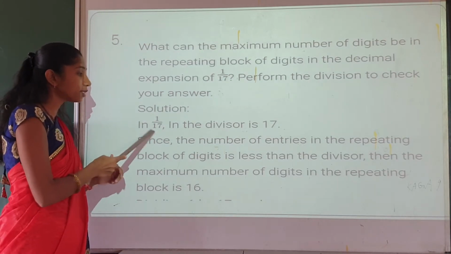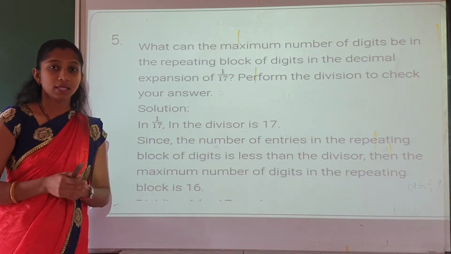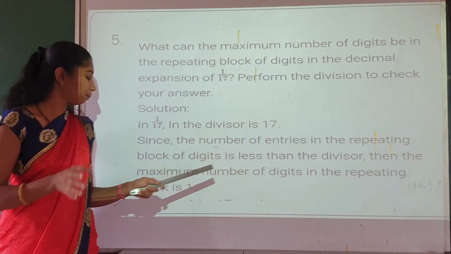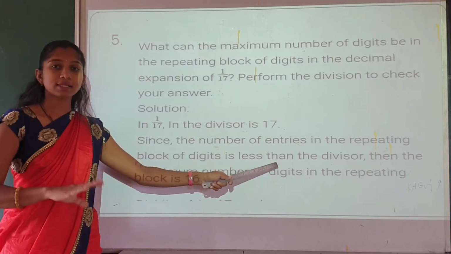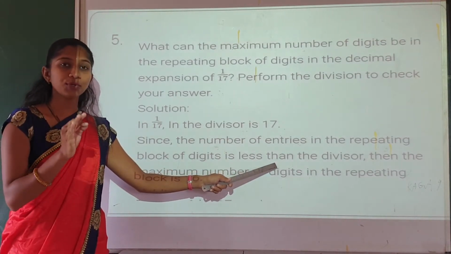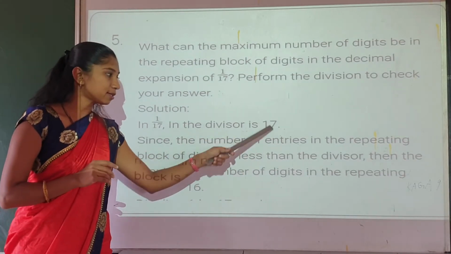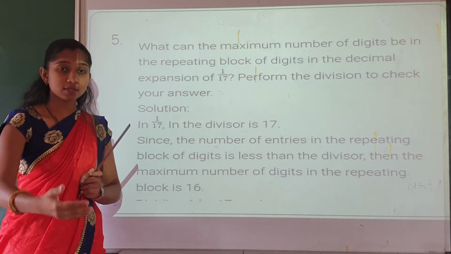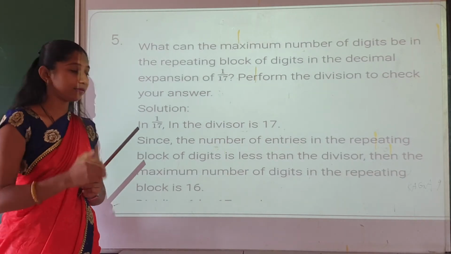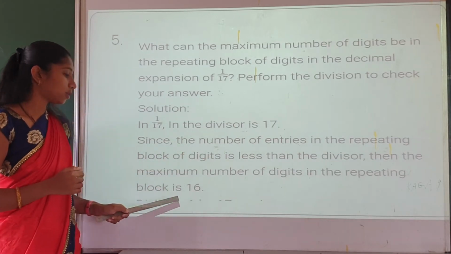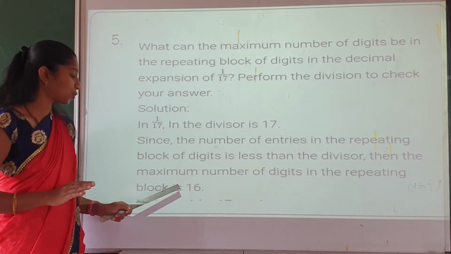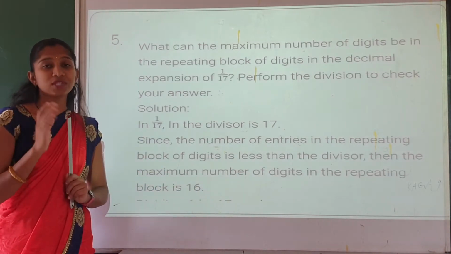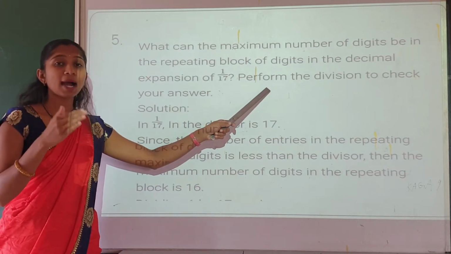In this case, what is the divisor? It is 17. The divisor is 17, which means the number of entries in the repeating block of digits is less than the divisor. Always you have to remember this point. Whatever answer you are going to get in the repeating block is less than the divisor 17. Then what is the answer you are going to get for the first sub question? The maximum number of digits in the repeating block is how much? Let's do the second part of the problem.